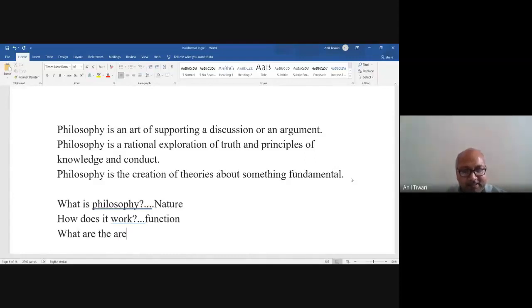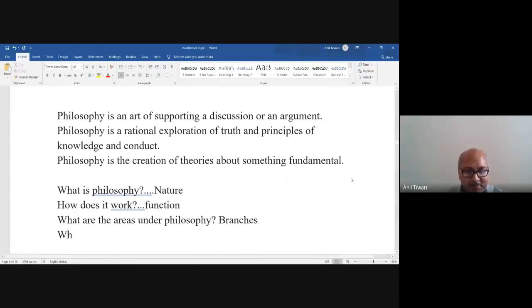And then what are the areas under philosophy? So you are basically looking for the branches, and then what is the use of philosophy. So here you are looking for the utility, right? So consider these four basic questions, and if you feel like adding more, you can add something more.